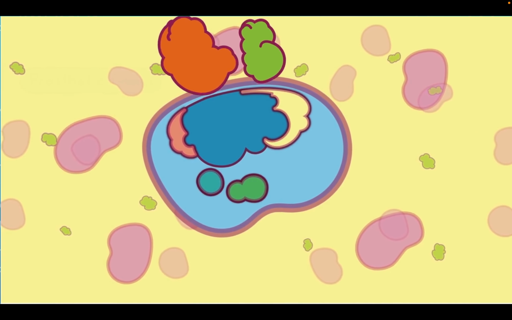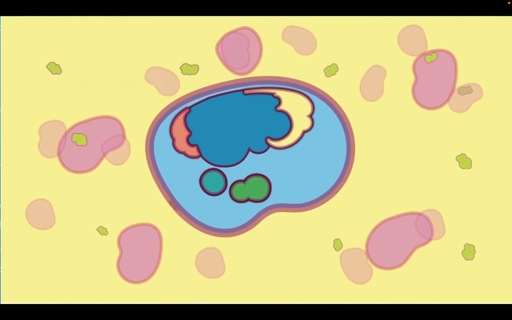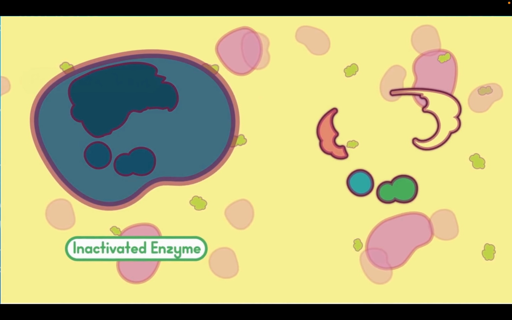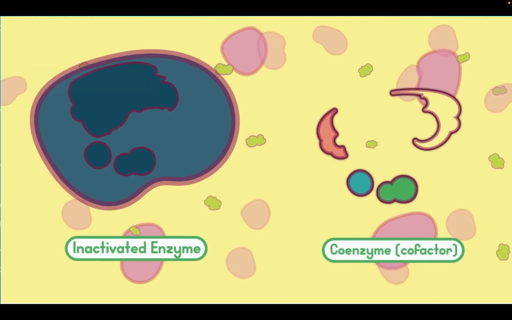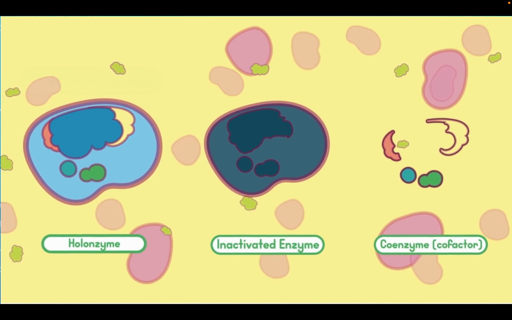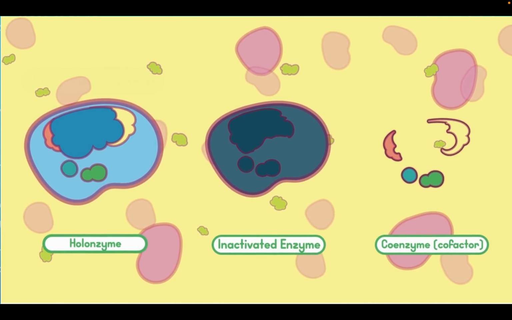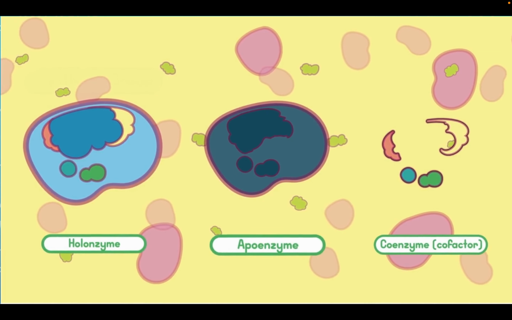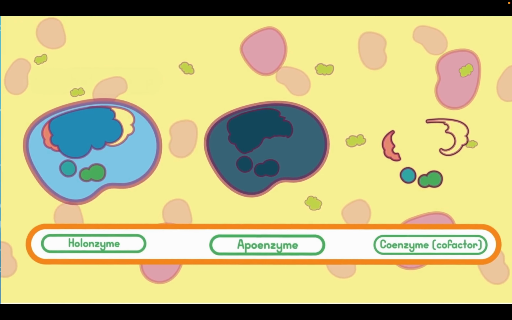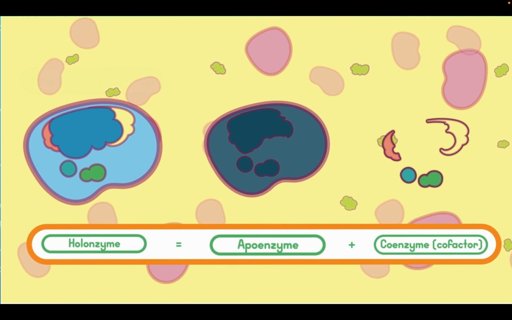Many enzymes only perform their catalytic role when associated with a coenzyme. An inactivated enzyme, protein, along with its coenzyme, non-protein, makes up a system called holoenzyme. To add to the complexity, scientists termed this inactivated enzyme as apoenzyme. And therefore, the equation becomes holoenzyme equals apoenzyme plus coenzyme.